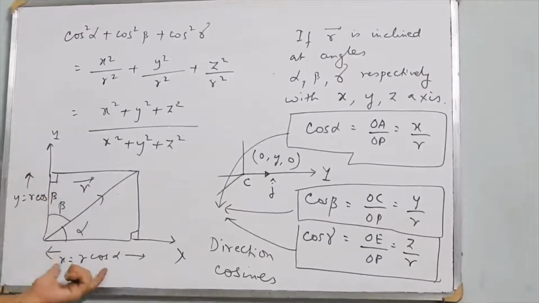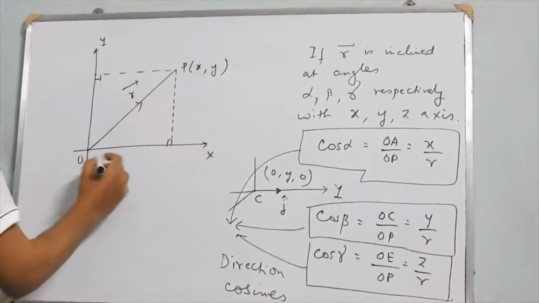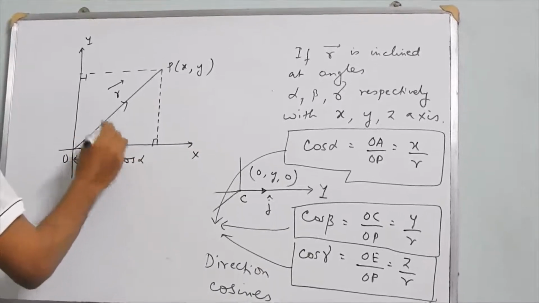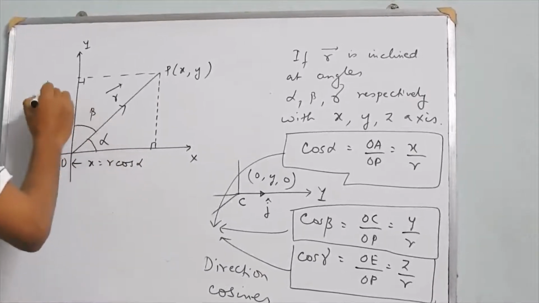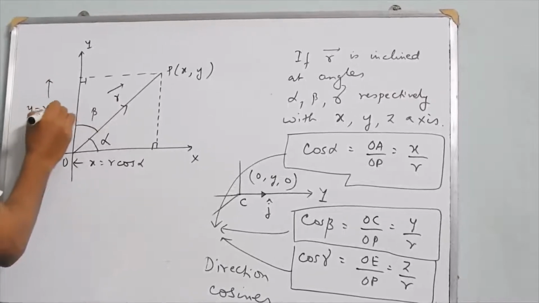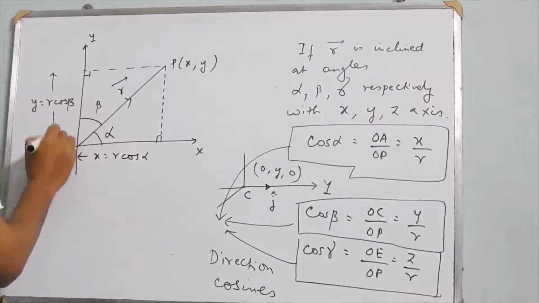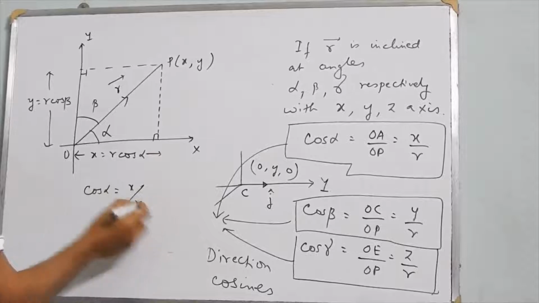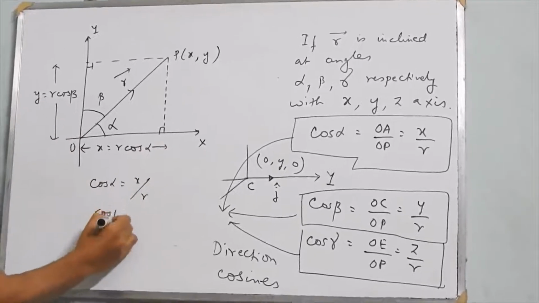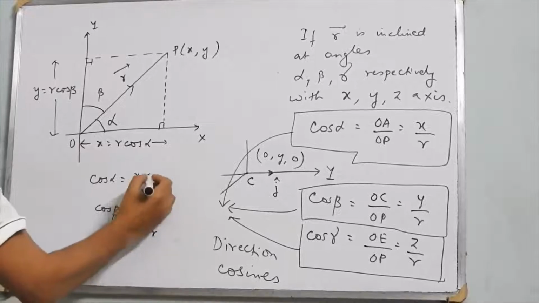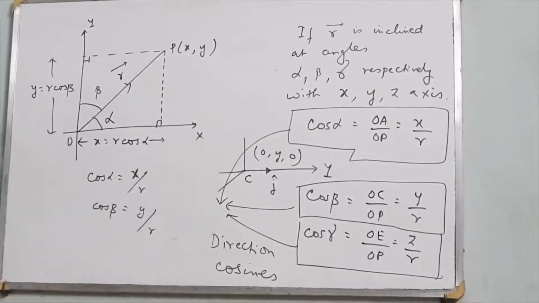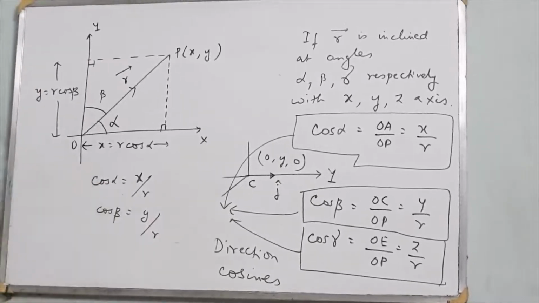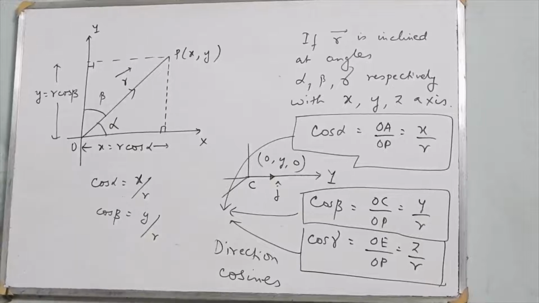So it is very easy to realize in 2 dimensions, but in 3 dimensions also you have to just extend these properties. So now obviously x is r cos alpha, provided this angle is alpha, and if this angle is beta, then y is r cos beta. So from here you can easily see that x is r cos alpha means cos alpha is x by r, and y is r cos beta means cos beta is y by r. In 3 dimensions you have to extend this realization and project it onto the surface of a cube or cuboid and try to understand it.